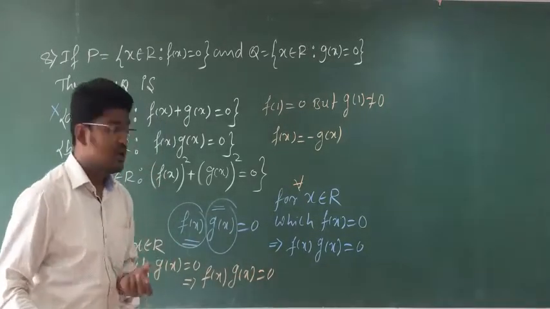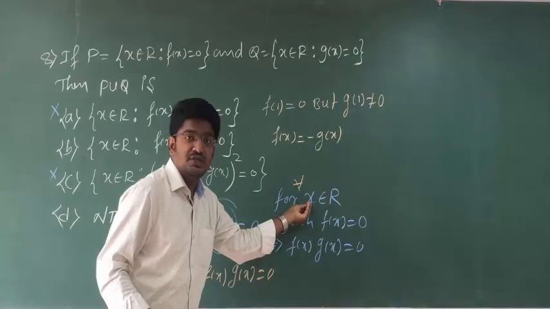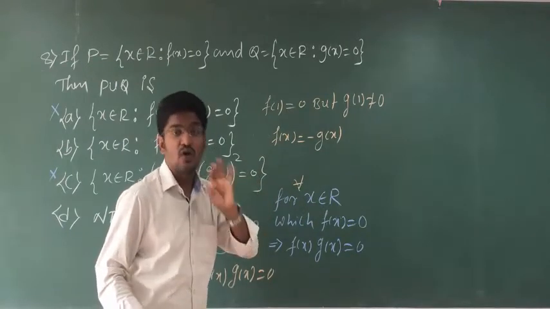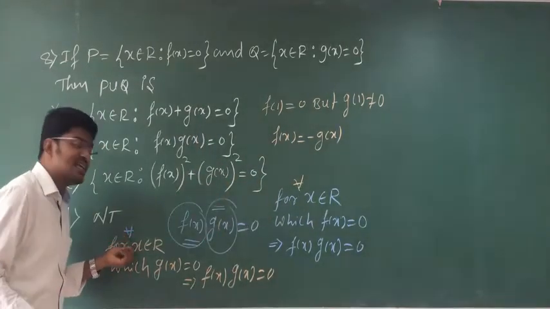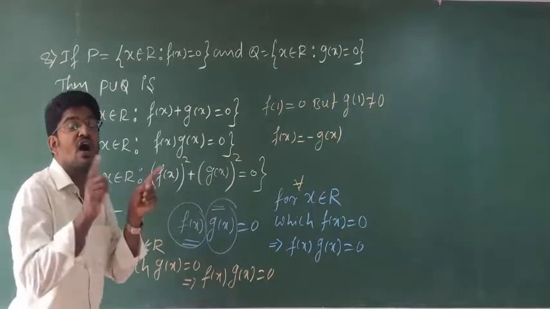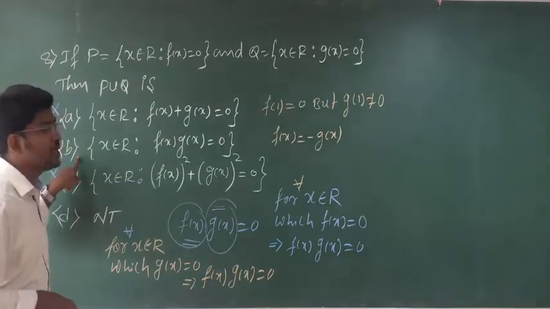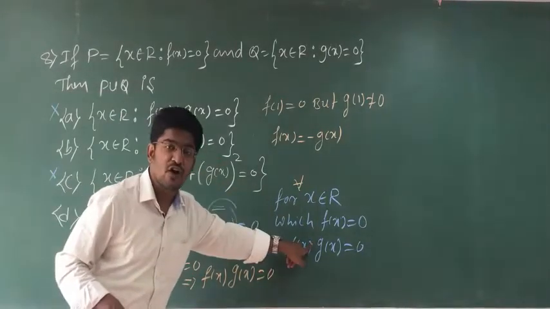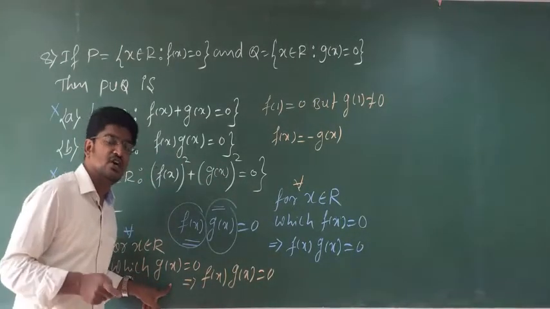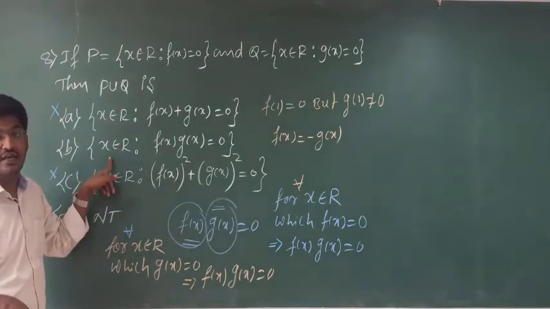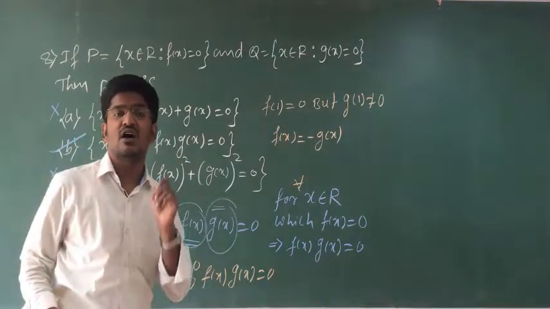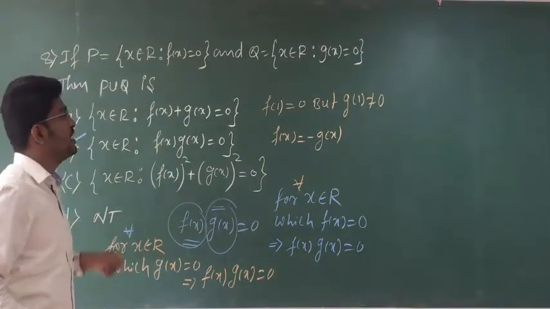So what happens here? The elements x which make f of x as 0, as well as the elements x which make g of x equal to 0, both are present in option B. The elements which make f of x 0 are present, and the elements which make g of x equal to 0 are also present in option B. So for that reason, option B will be the correct answer for this particular question.